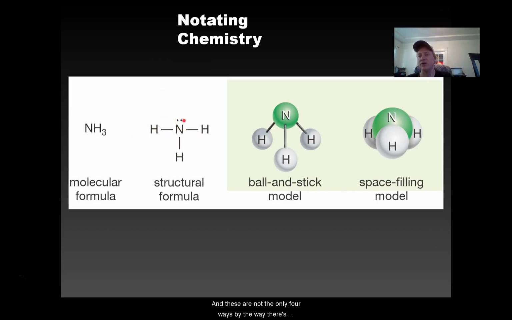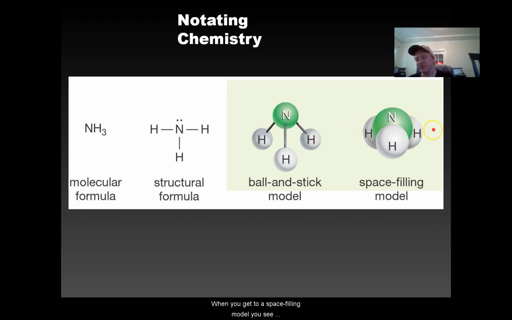And these are not the only 4 ways, by the way. There's more ways you can do this. The structural formula just tells you some more information than you had with the molecular formula. You have these 2 electrons here, and then you have these 3 hydrogens bonded to this nitrogen like this. Okay, if you get to the ball and stick model, you no longer see that electron pair that was out here, but now you're seeing more about the geometry of the NH3 model.